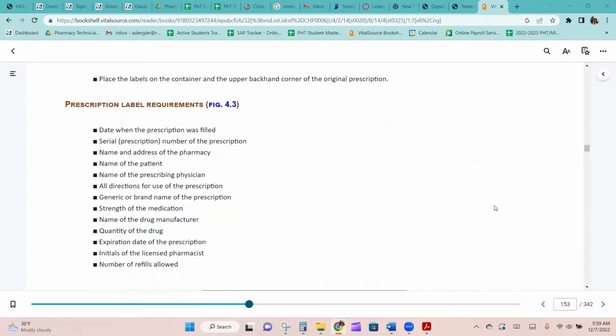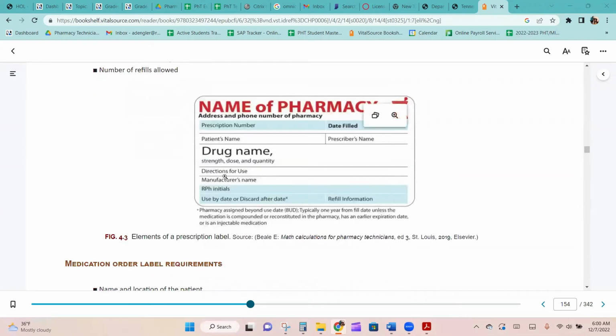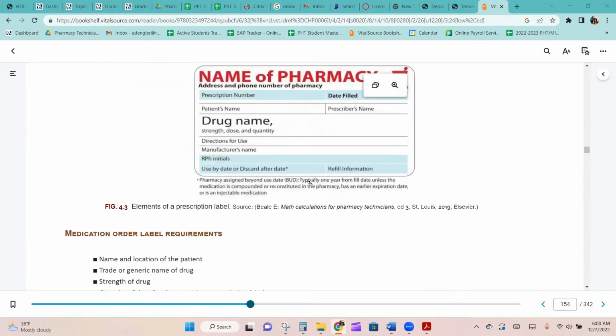Prescription label requirements: date when the prescription was filled, serial number of the prescription, name and address of the pharmacy, name of the patient, name of the prescribing physician, all directions for use of the prescription, generic or brand name of the prescription, strength of the medication, name of the drug manufacturer, quantity of the drug, expiration date of the prescription, initials of the licensed pharmacist, and number of refills allowed. So this is an element of a prescription label depiction here.